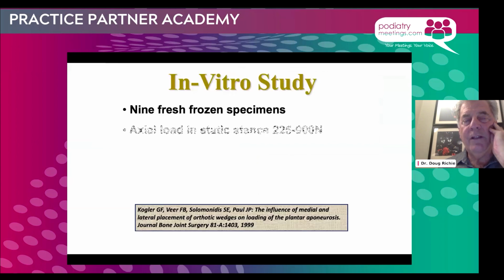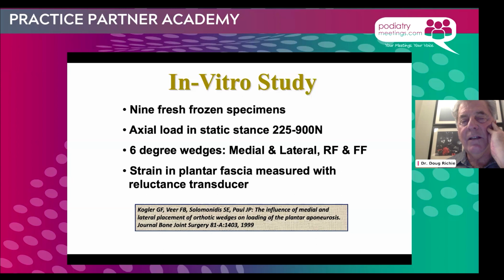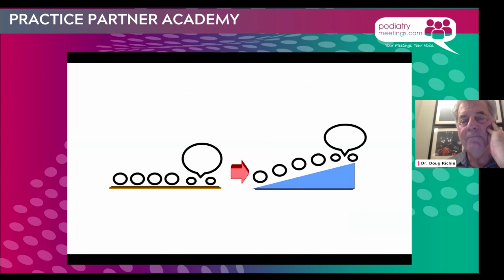Kogler basically took 9 fresh frozen cadaver specimens and mounted them on a frame, and he placed wedges under the foot, either medial or lateral, forefoot or rear foot. And then he put a strain gauge in the plantar fascia to determine how the wedges would either load or offload the plantar fascia. This is his apparatus.